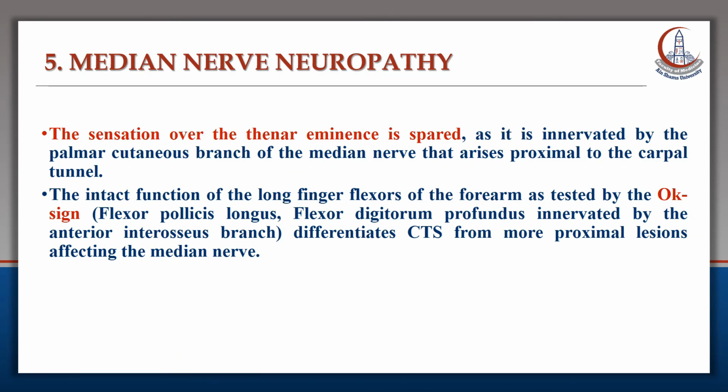Testing for the function of anterior interosseous nerve is through asking the patient to do OK sign or O sign. This is the function of flexor pollicis longus and flexor digitorum profundus. So ask the patient to do OK sign or O sign by his index and thumb. If this is intact and perfect, this indicates intact anterior interosseous nerve and exclude injury of median nerve in proximal forearm.